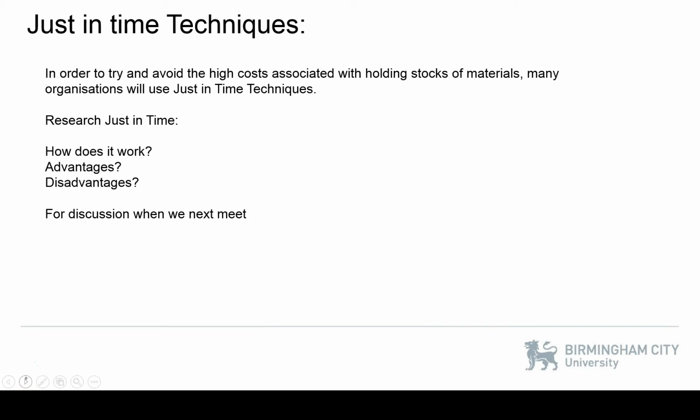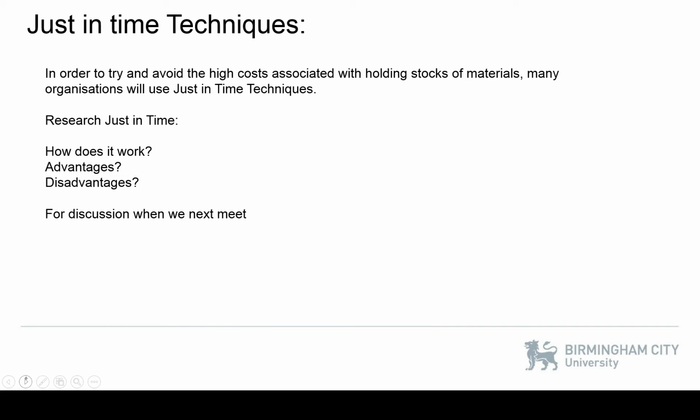Okay, so we've gone through the control limits. We've also looked at the economic order quantity formulae. You'll be putting all of this into practice in the next workshop when we meet again. There is just one other thing that I would like you to have a look at, and that is what's known as just-in-time.